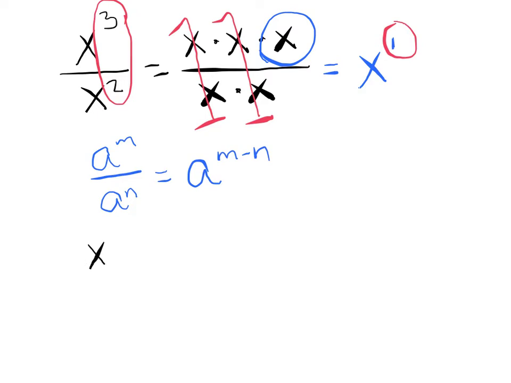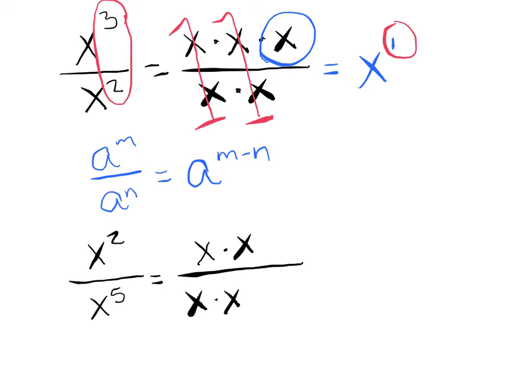Let's say we had x squared again on top this time over x to the 5th. If we were to expand this, we would have x times x, and then on the bottom we would have x times x times x times x times x. Well, again, x over x becomes 1, x over x becomes 1, and we're left with 3 x's on the bottom. If we would have used our property, we would have ended up with 3. We would have ended up actually with negative 3.